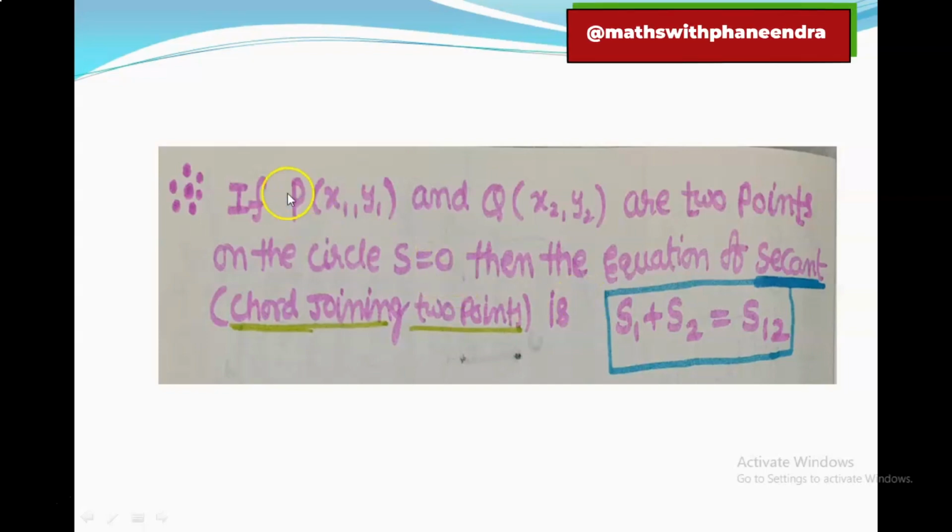Just keep in mind, if P(x1, y1) and Q(x2, y2) are two points on the circle S = 0, then the equation of the secant or chord joining the two points is S1 + S2 = S12. After knowing this concept, we will enter into the equation of tangent and the equation of normal we have to discuss.